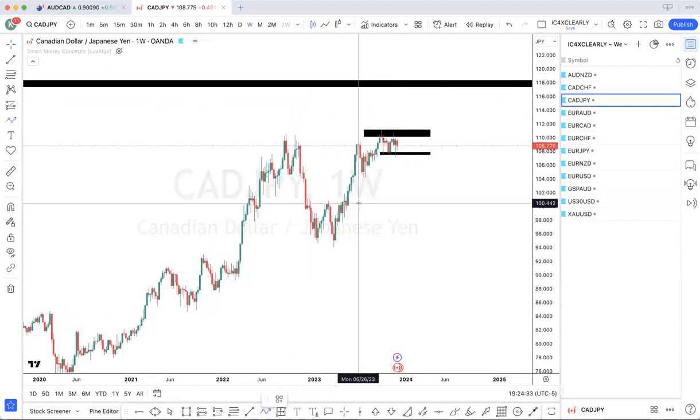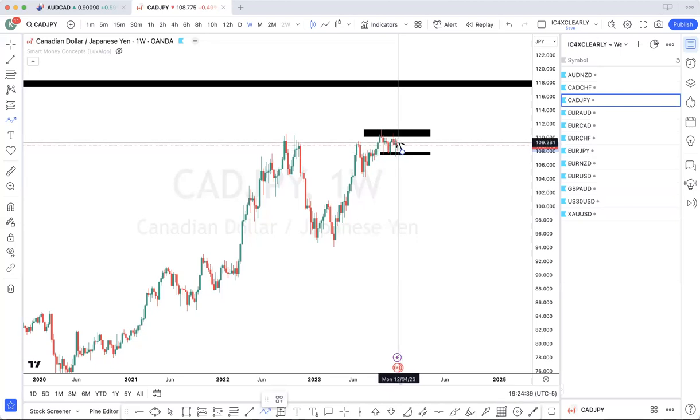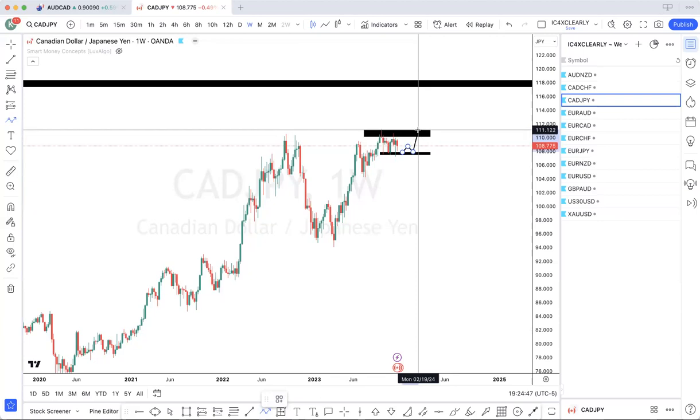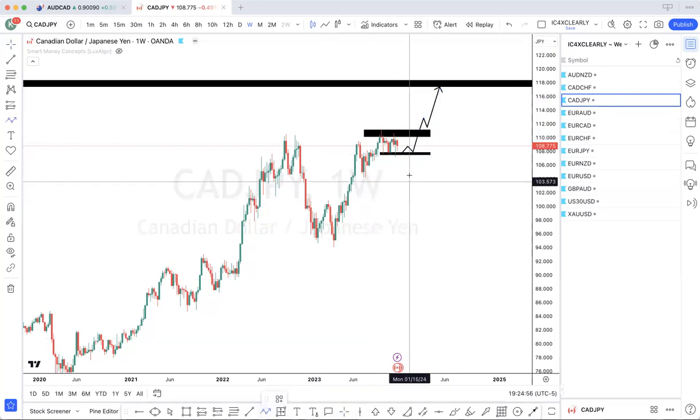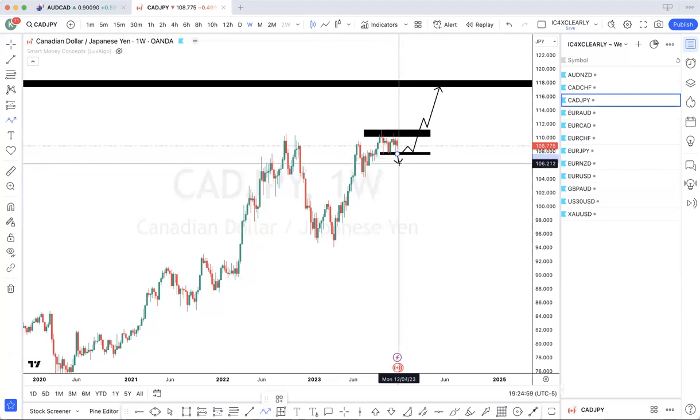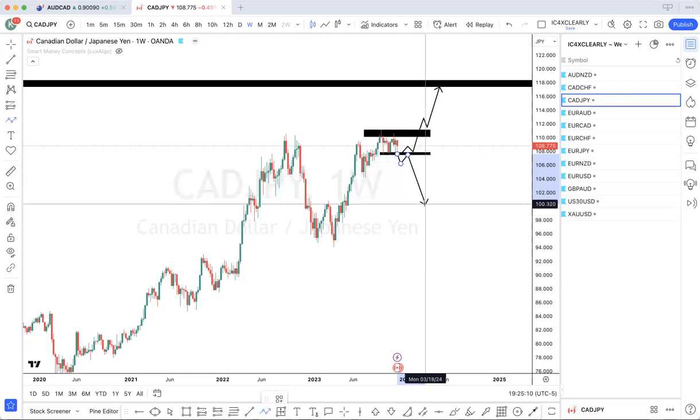Price is likely to come back in this zone because we have a bearish order block for the week. Price is likely to come back to this zone and either push up and then push back up to this zone, possibly up to here. Or if price breaks out this zone, there's an order block here. Price could just pull into here and then start selling back down to these zones here.